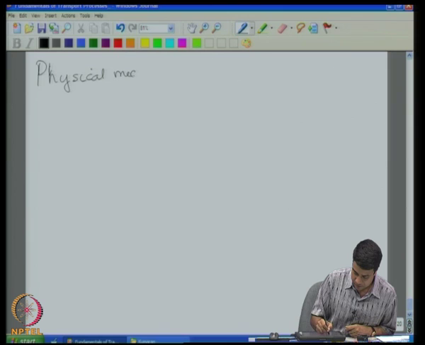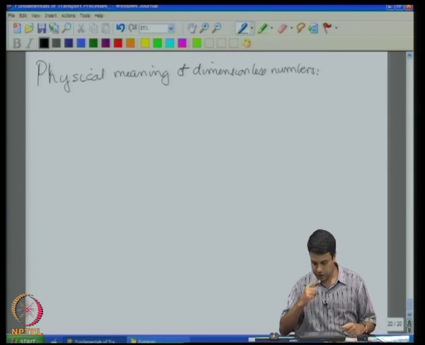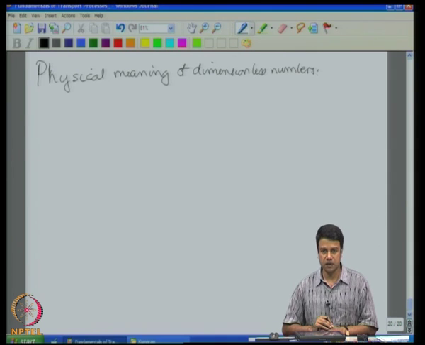Physical meaning of dimensionless numbers. Let us first start off with just the physical meaning of diffusion. In this case, we will be talking about the transport of mass, heat, momentum, diffusion of mass, diffusion of heat, conduction, momentum transfer due to stresses.